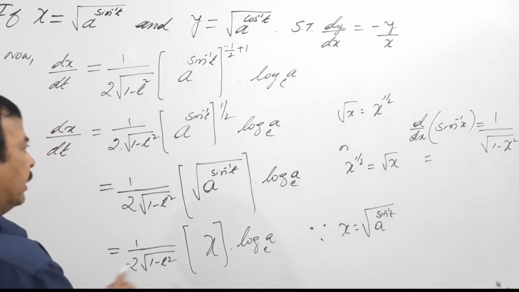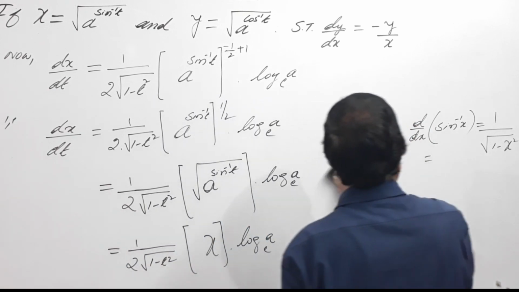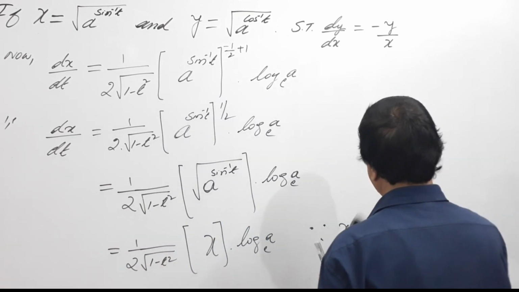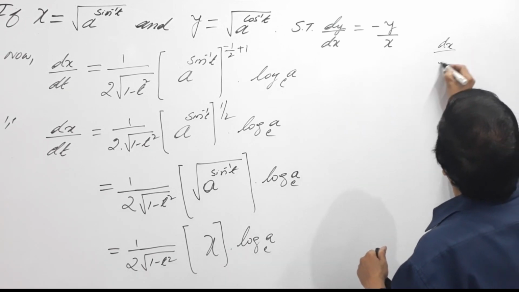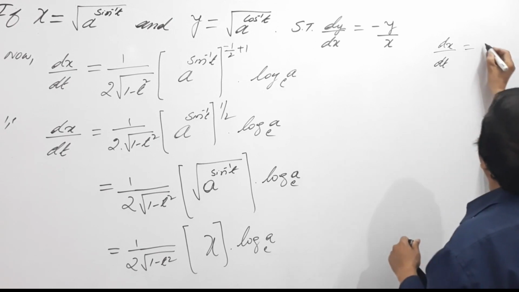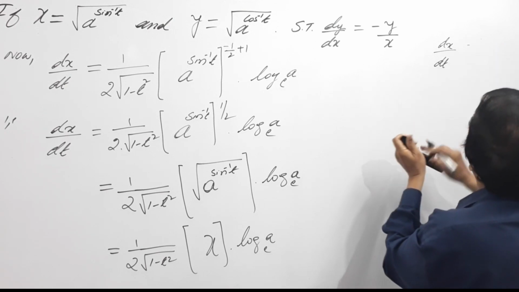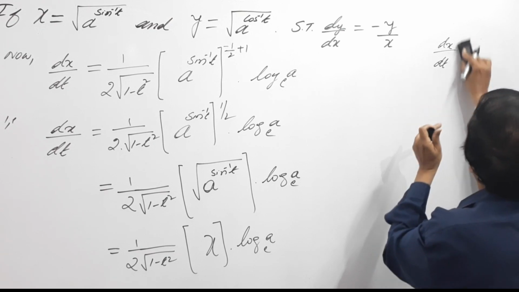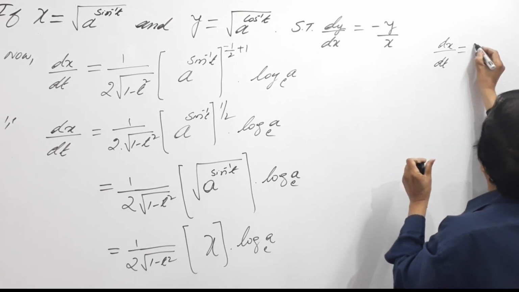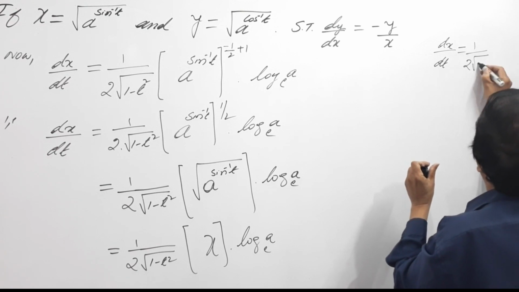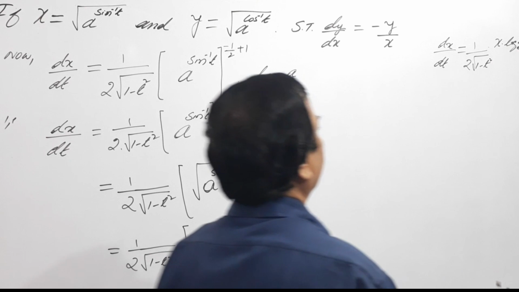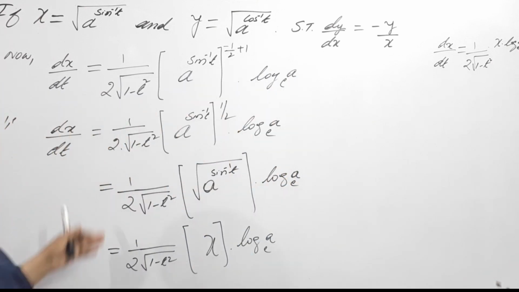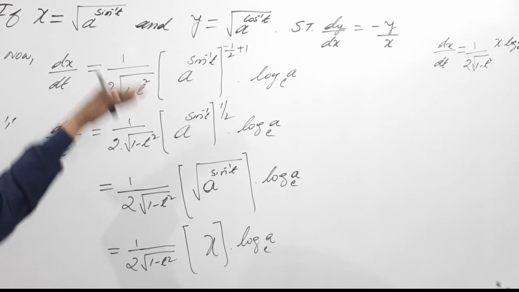Done. So what I'll do? What is x? So I'll make a note of this. Here dx by dt equals to 1 by 2 into 1 minus t square into x into log A to base C. I have made a note there. Please make a note. Any doubt? Please once again cross check it.